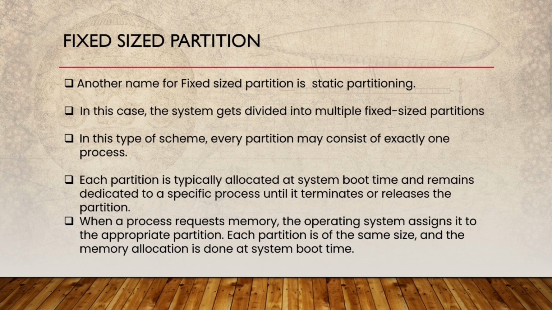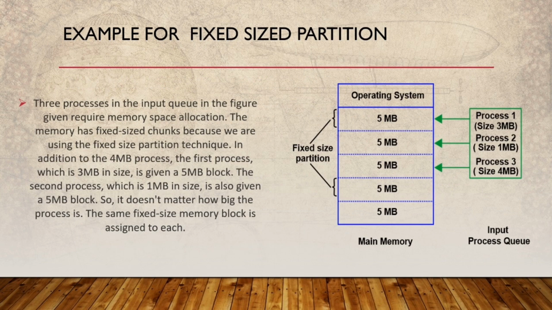Let's see an example for it. Let's go through an example for fixed size memory allocation. The question here is: three processes in the input queue require memory space allocation. The three processes are P1, P2 and P3. Here P1 requires 3 MB memory space, P2 requires 1 MB and P3 requires 4 MB.